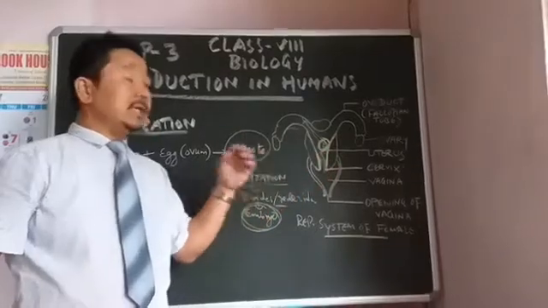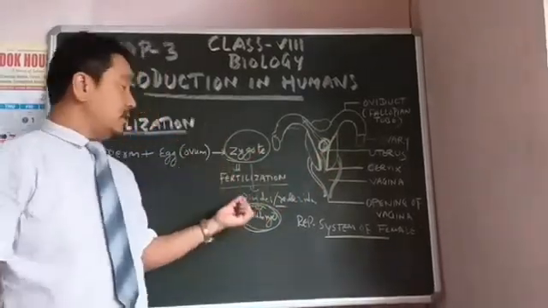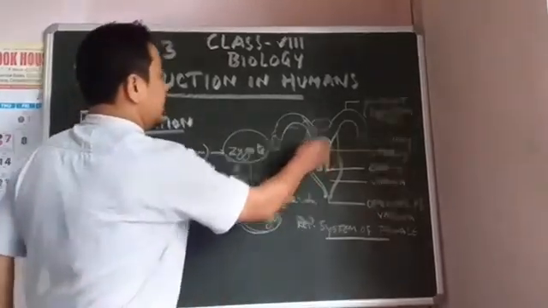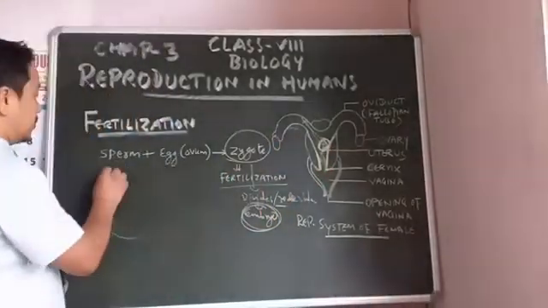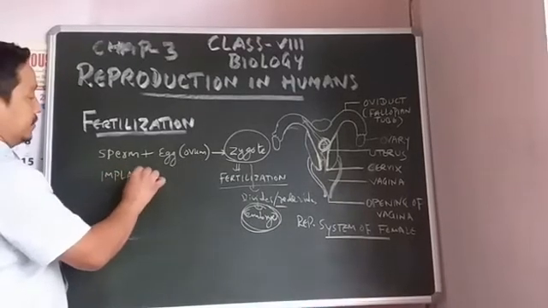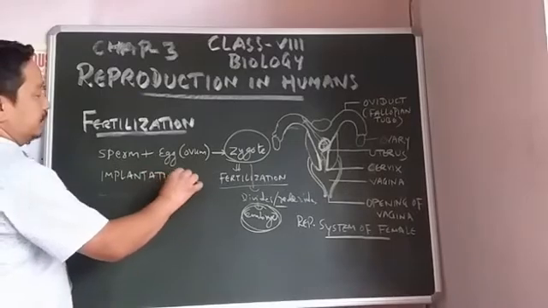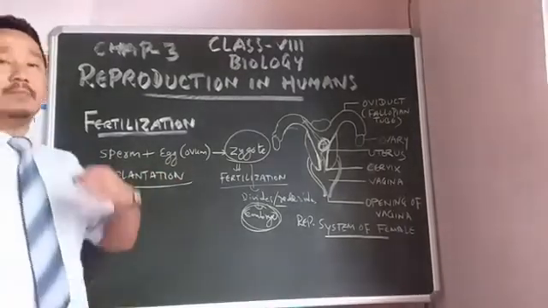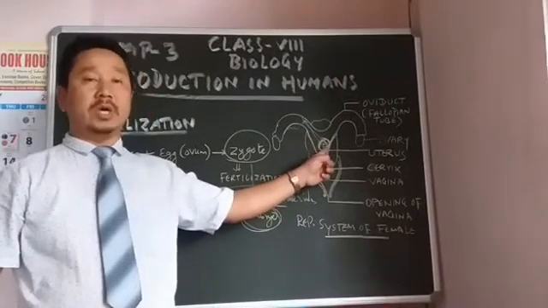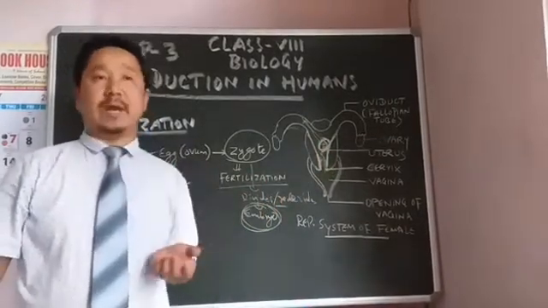Okay, and this fixing of the embryo on the uterine wall is called implantation. The process by which the embryo fixes itself on the wall of the uterus is called implantation.